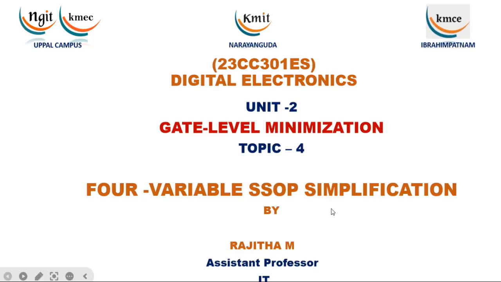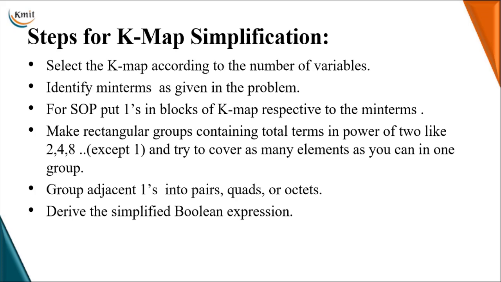Let me start our session with the minimization of 4 variable functions which are in SSOP form using the K-map method. So now let me move to the procedural steps like in 3 variables. So the same steps only. So here also we are following: select the K-map according to the given number of variables. Then identify your minterms as given in the problem.